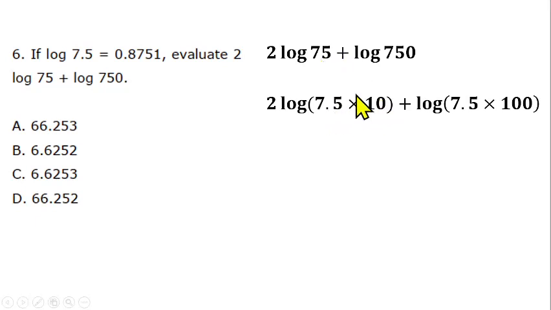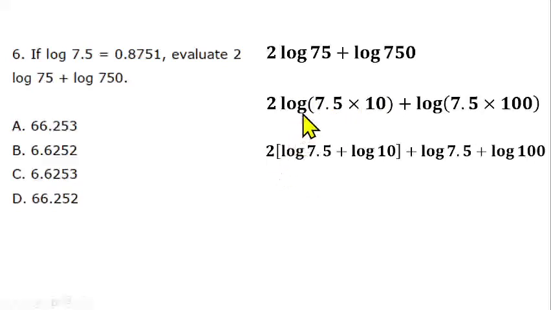Remember, we change this one also to 7.5. How do we do that? That will be 7.5 times 100 as well. You agree with me? Good. If you agree with me, then you can now use the law of logarithm to split this one. That should give us 2 into bracket log 7.5 plus log 10, where we change the multiplication to addition. Same thing here as well.